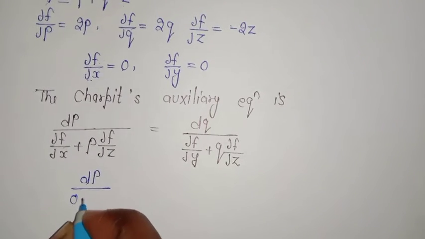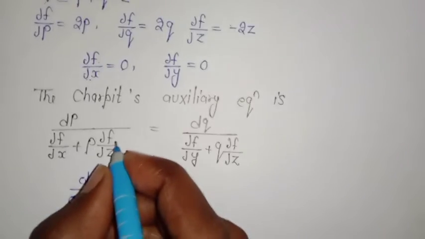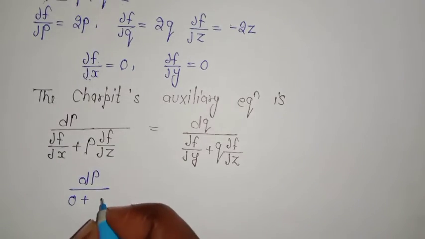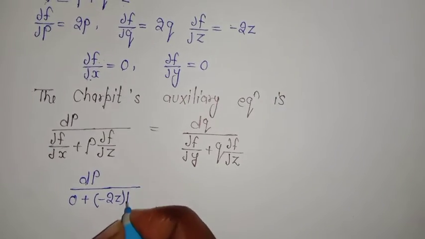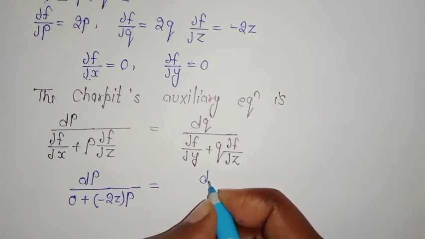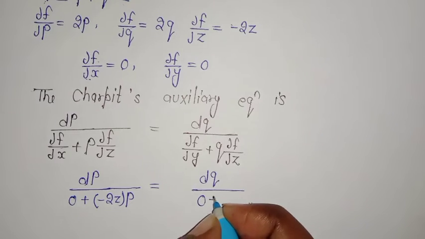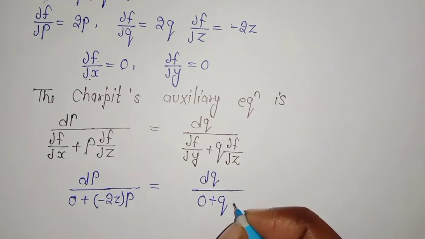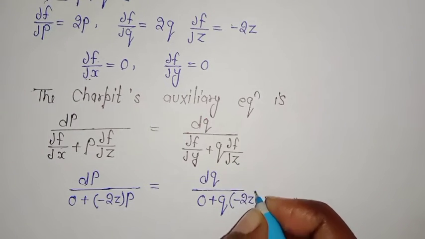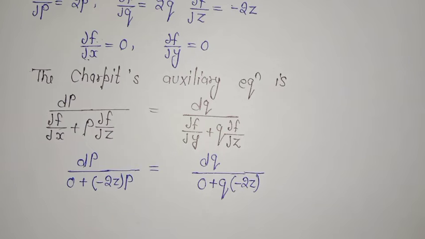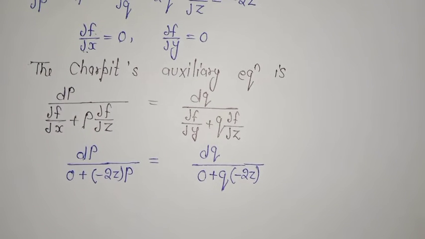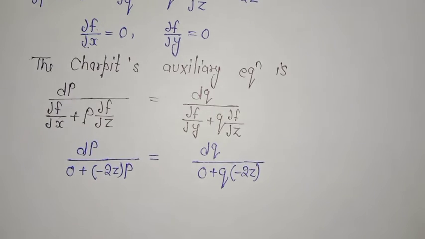The derivative of f with respect to x is 0, so 0 plus, and the value of the derivative of f with respect to z is minus 2z. So this becomes minus 2z into p. And the value of this becomes dq upon 0 plus q, and the derivative of f with respect to z is again minus 2z. So if we solve these 2 ratios, we can easily find the values. This equation can also be solved by the standard form, but I am going to use Charpit's method because this is the lecture of Charpit's equation.